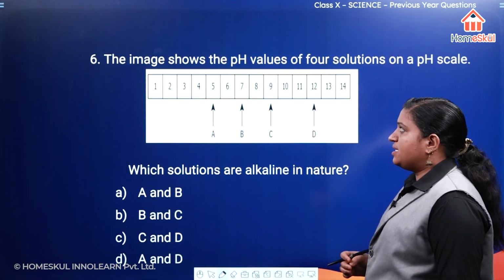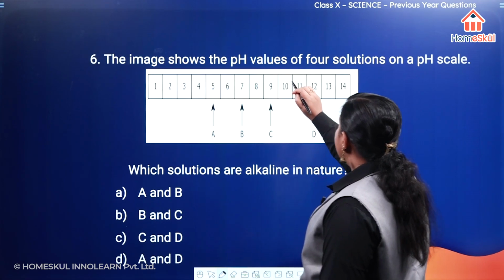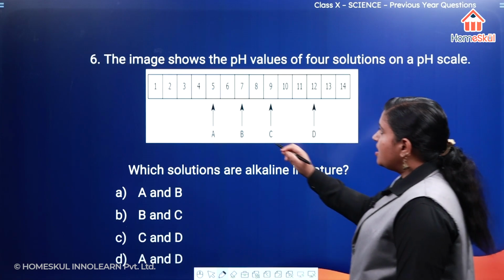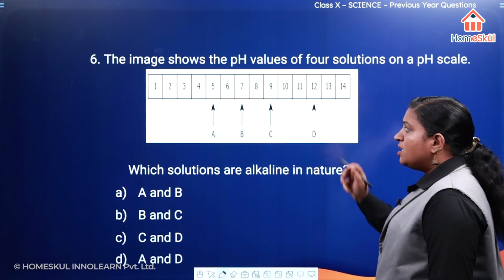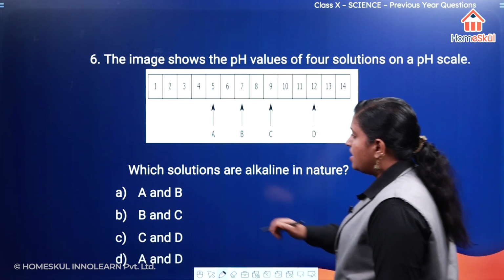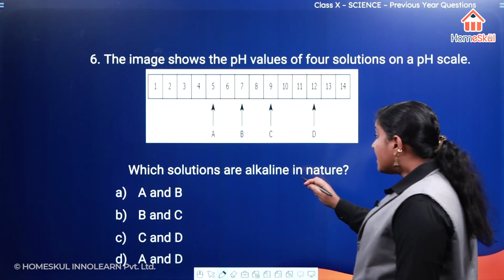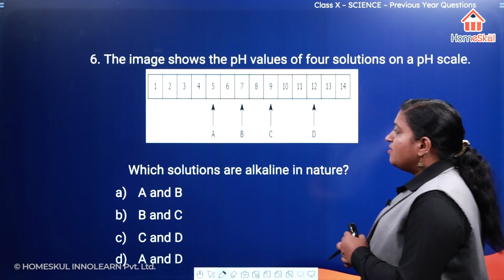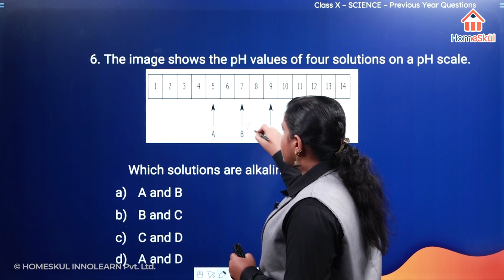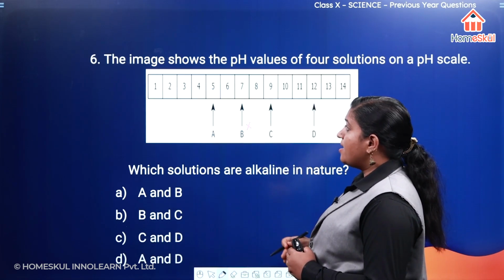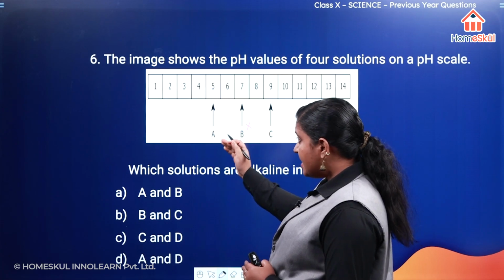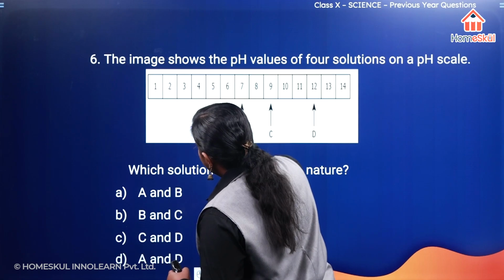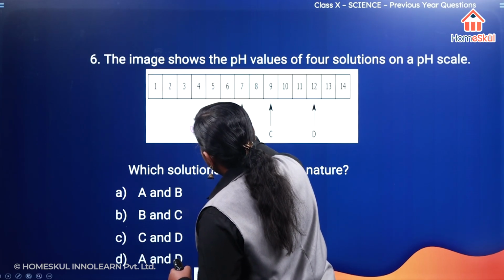Coming to the sixth question, the image shows the pH values of 4 solutions on a pH scale. Here you can see the pH scale and the values. Which solutions are alkaline in nature? Which are basic? We know 7 is neutral, so B is neutral. What about A? A is having pH less than 7. That means it is acidic, isn't it? Acidic in nature.